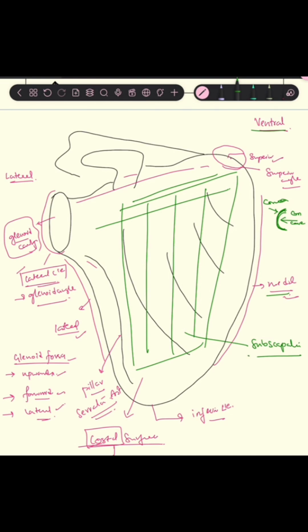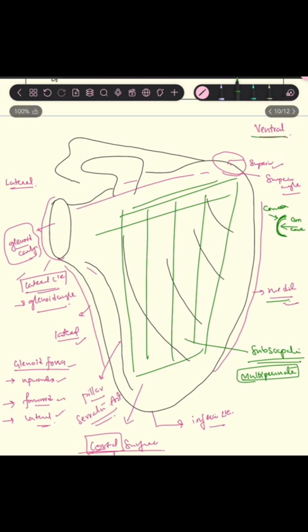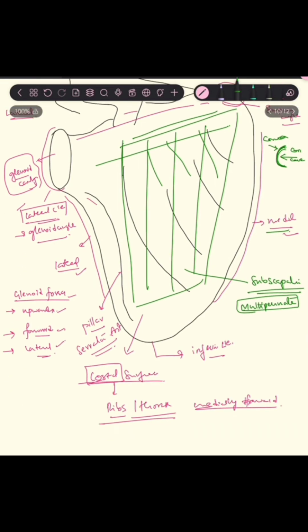This subscapularis muscle is a multipinnate muscle. What do we mean by multipinnate? Multipinnate means it is having different finger-like projections of the muscle. It's not arising from a single point, it is arising from different points, so it can be called a multipinnate muscle. This is a muscle which is arising from the front surface, that is the subscapularis fossa.